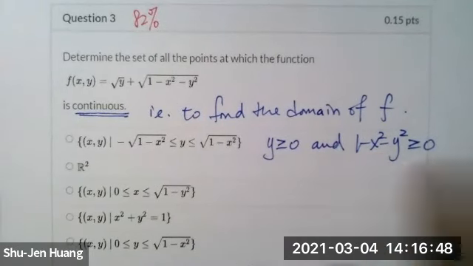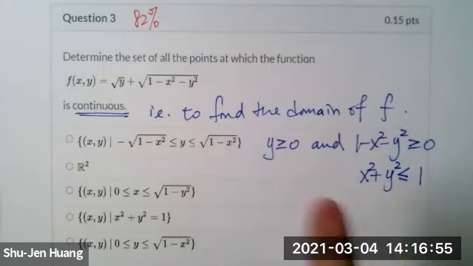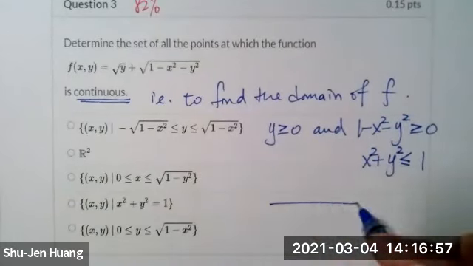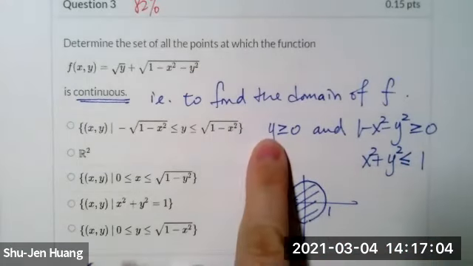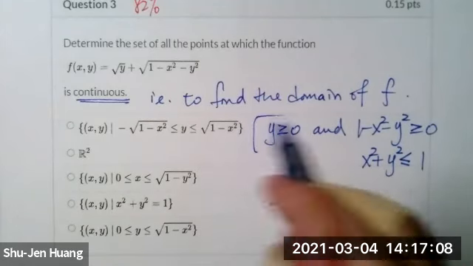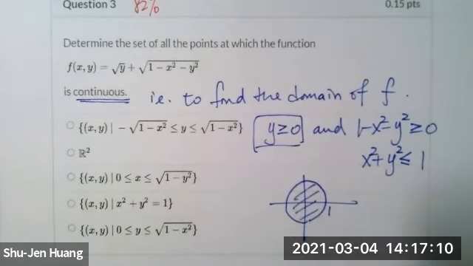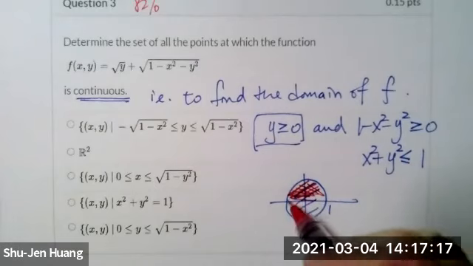The second one, we can rewrite as x squared plus y squared is less than or equal to 1. As you can see, this represents a unit disk. However, we don't consider the entire unit disk because we also need to satisfy y greater than or equal to 0. So we only consider the top half, where y is positive, the top half of the unit disk.